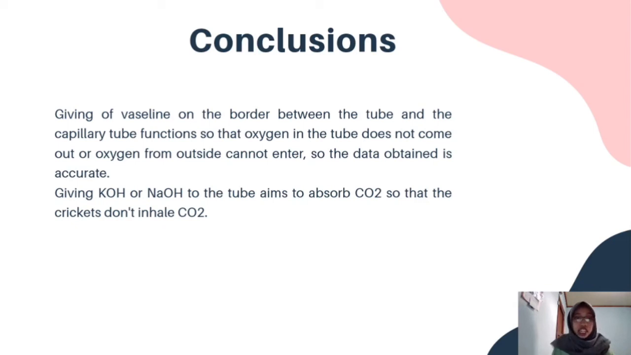Putting Vaseline on the border between the tube and the capillary tube functions so that oxygen in the tube does not come out or oxygen from outside cannot enter, so the data of time is accurate. Giving KOH or NaOH to the tube aims to absorb carbon dioxide so that the crickets do not inhale carbon dioxide.